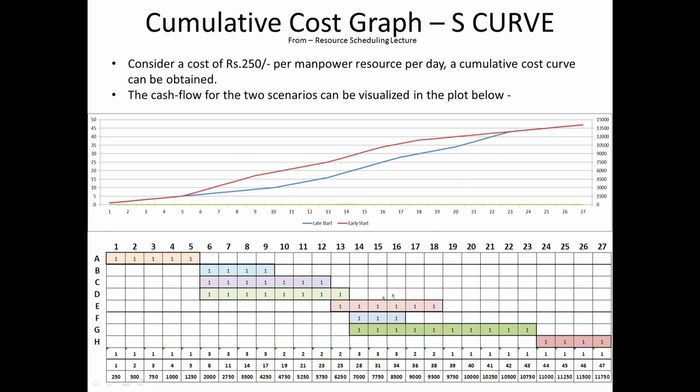So this was the S-curve, and we did it by actually scheduling the tasks in this bar chart like this, loading it with resources. We had the total resource numbers, we converted the resource numbers to cost, and based on the cost we have here, for example, cost on this axis, the resources on this axis, we get a curve which is the cumulative cost curve.